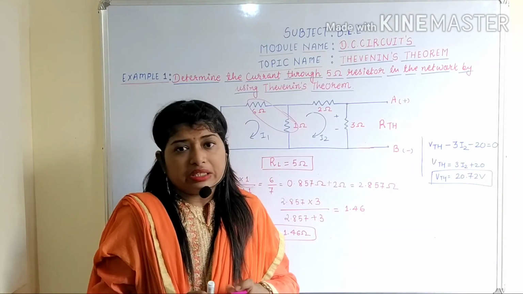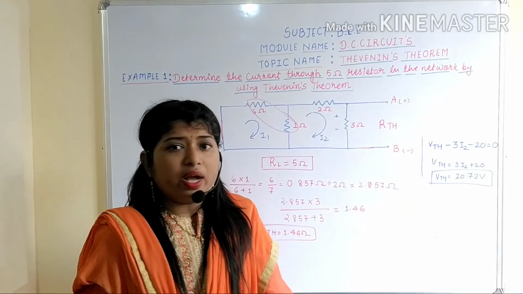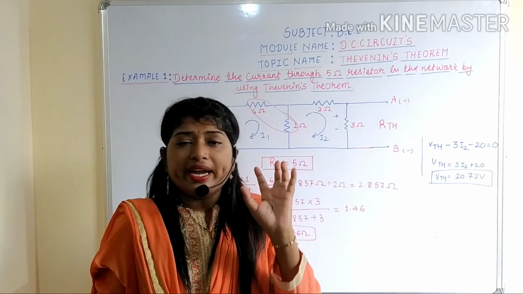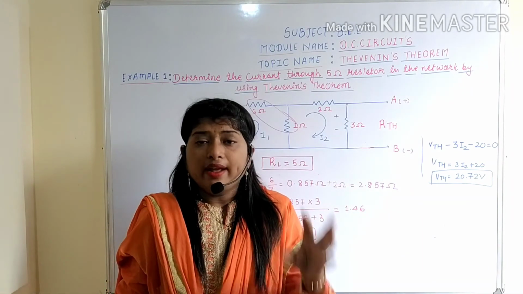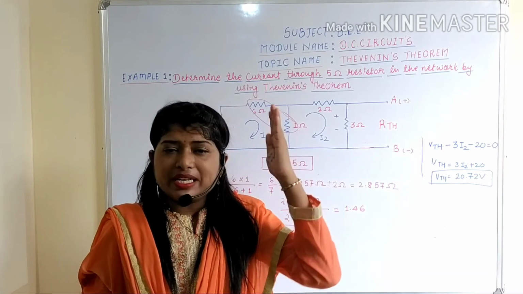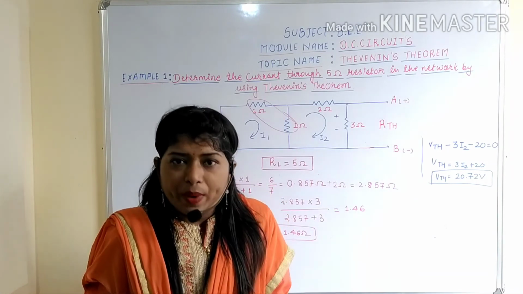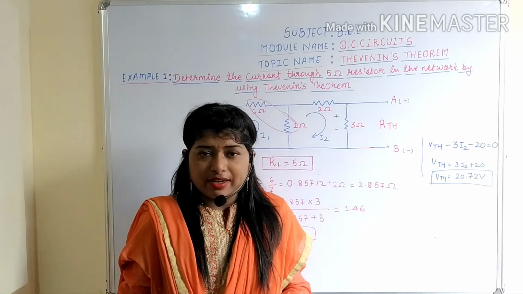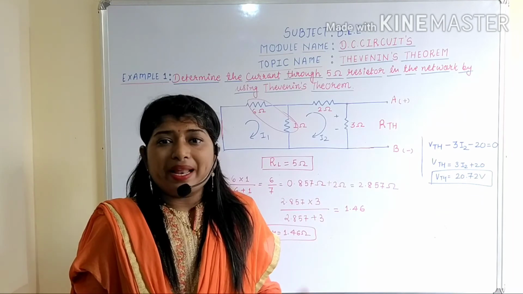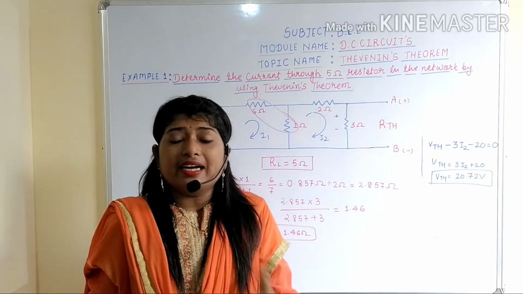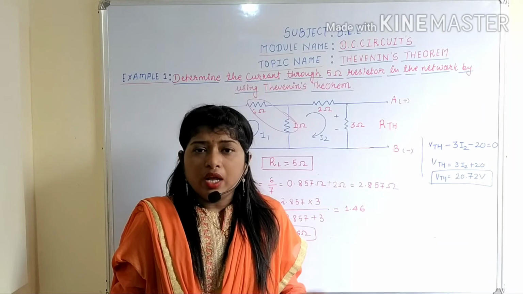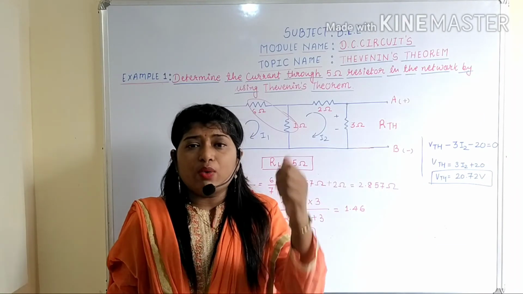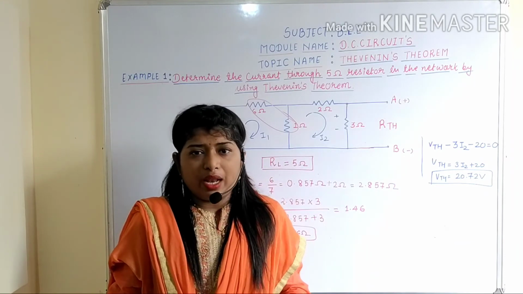I hope you have understood how to calculate Thevenin's equivalent resistance. Simply you need to follow certain steps. Step number 1 is what? You have to replace VTH by RTH. Then you have to identify the sources in the circuit. If a current source is there, you have to replace that current source by an open circuit. If a voltage source is there, you have to replace the voltage source by a short circuit. And simply you need to apply the series parallel rule to get Thevenin's equivalent resistor. I hope you have understood how to calculate VTH and how to calculate RTH.